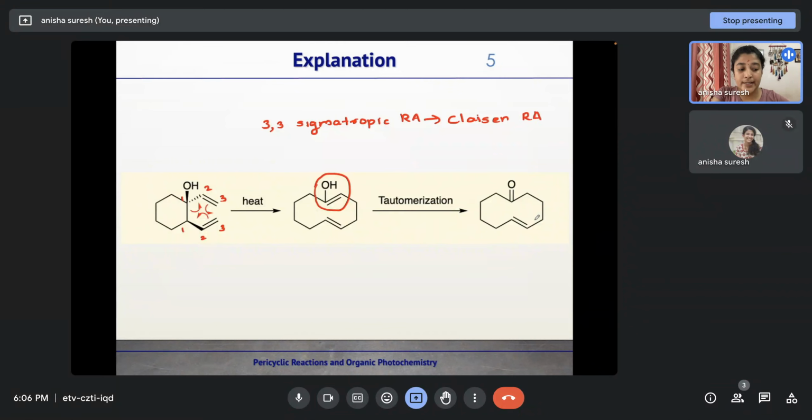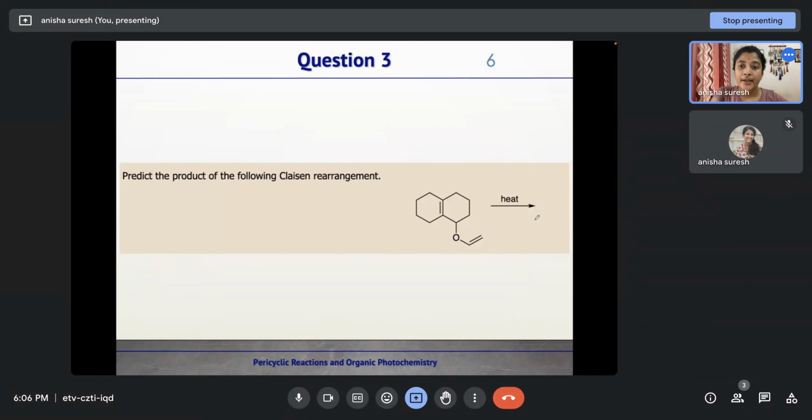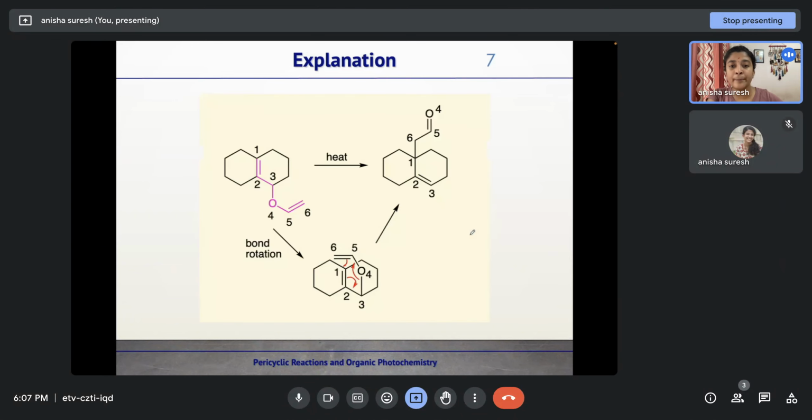Now we will move to question number 3. Here we are asked to predict the product of the following Claisen rearrangement. This will also undergo a 3,3 sigmatropic rearrangement. We can number like this: this will be 3, 2, 1, and this will be 3, 2, 1. We have to rotate this bond so that these two double bonds come in proximity. So we have carried out bond rotation so that these two double bonds come in proximity.